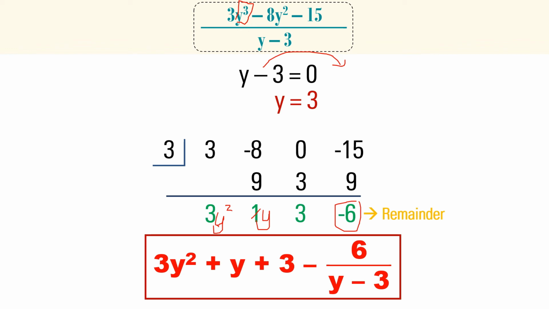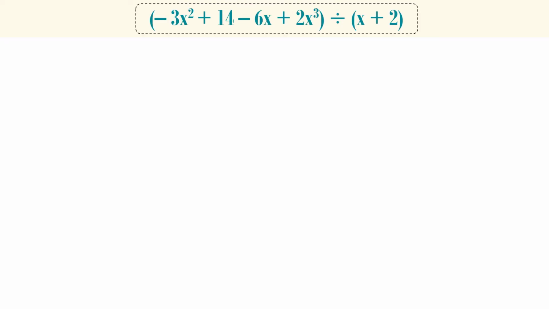Again, for the remainder, you will always write it like this. The remainder will be in the numerator and the denominator must be the divisor of our original equation. Let's try this one last example. We have negative x squared plus 14 minus 6x plus 2x cubed divided by x plus 2.